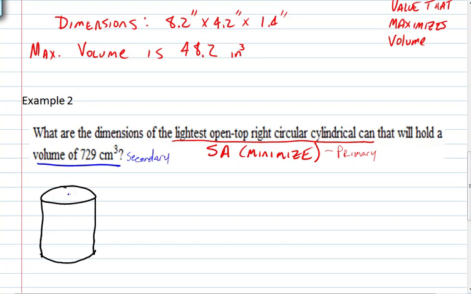All right. Whenever you have a right circular cylinder, you need to know a couple of things. You need to know the height, and you need to know the radius. Were we told anything about the height or the radius? No. So we're going to use h and r here. But for a right circular cylinder, we do know that volume is equal to pi r squared h, right? And we know that the volume is 729, right?